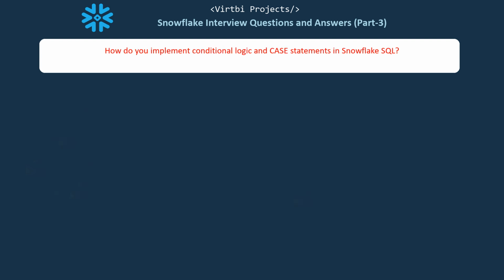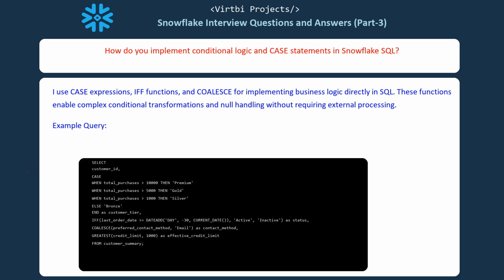How do you implement conditional logic and case statements in Snowflake SQL? I use case expressions, iff functions, and coalesce for implementing business logic directly in SQL. These functions enable complex conditional transformations and null handling without requiring external processing. Here's an example query.